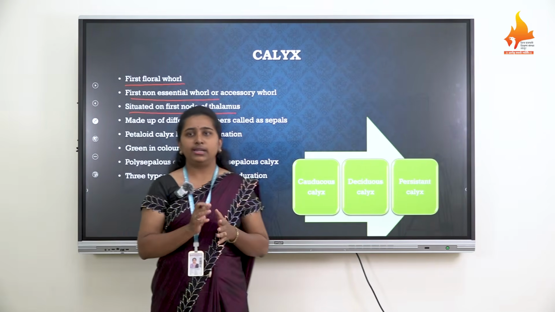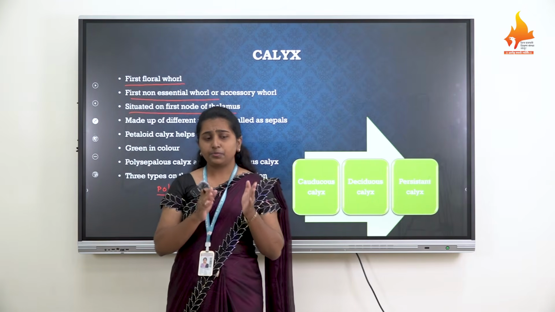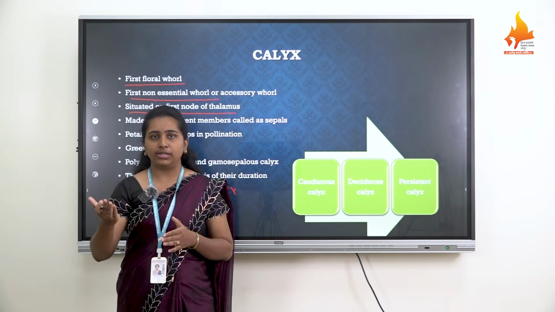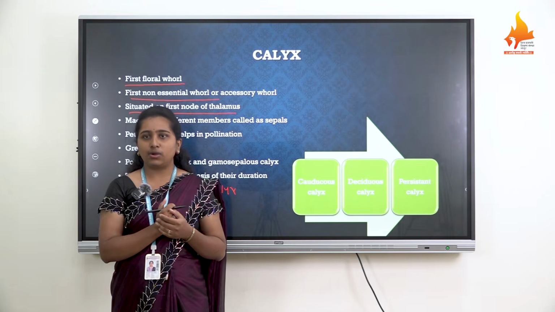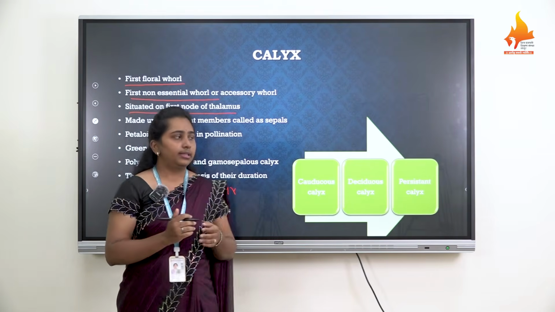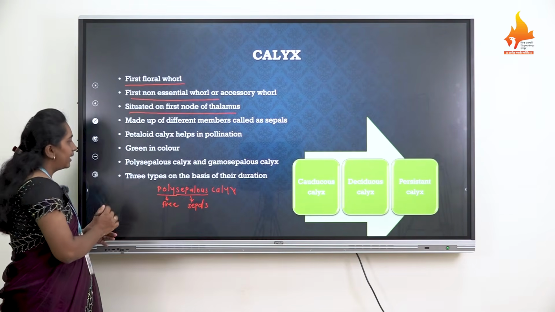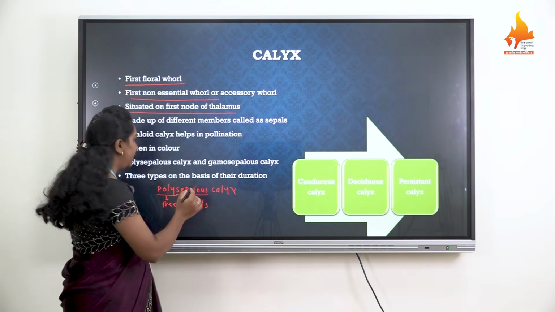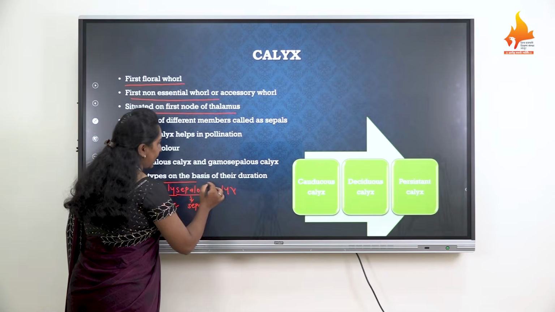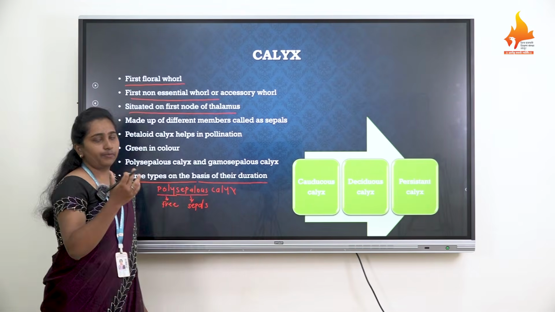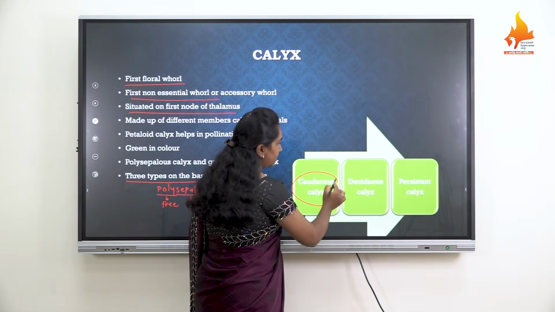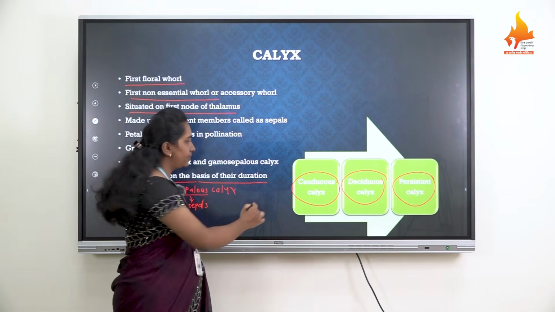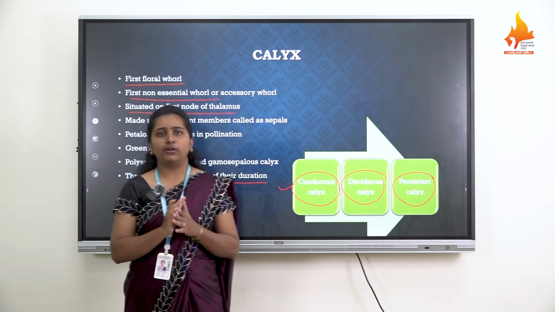You already know that calyx is green in color, right? But in some cases, calyx is not green in color. It looks like a petal. That type of calyx is called petaloid calyx. The polysepalous calyx and gamosepalous calyx we have already done. The next point is that there are three types of calyx on the basis of their duration. First one is caducous calyx, second one is deciduous calyx, and third one is persistent calyx. Let's start with the caducous calyx. So what is meant by caducous calyx?